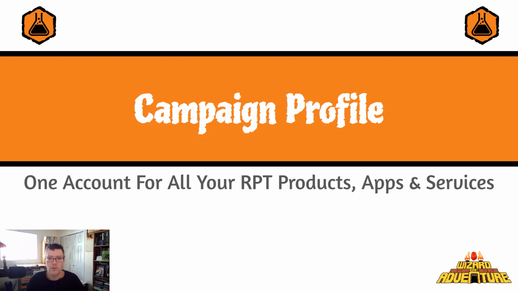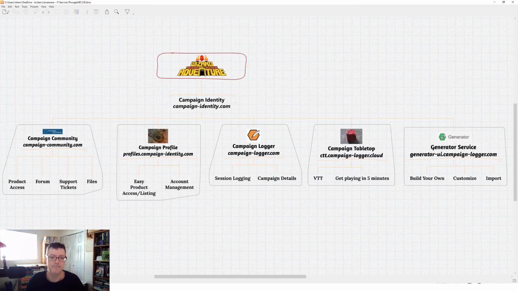And so before I get into the actual profile, let me first explain how login works, just briefly. So here we have a single sign-on system. That means that you can use one username and password to access all of your Wizard of Adventure and role-playing tips, products, and services. This is illustrated here by something called Campaign Identity, which is the system, the app, that has your credentials in it.